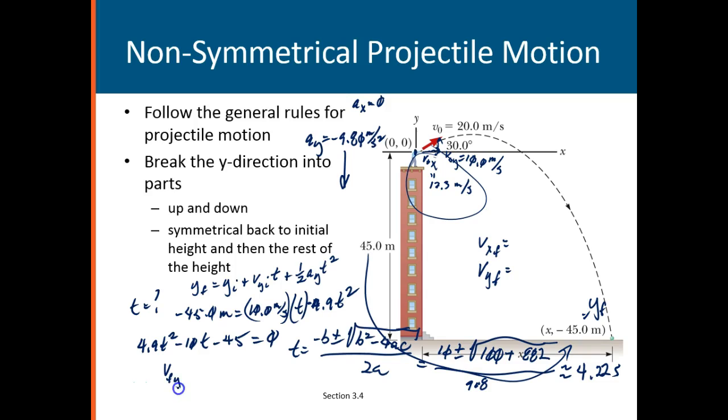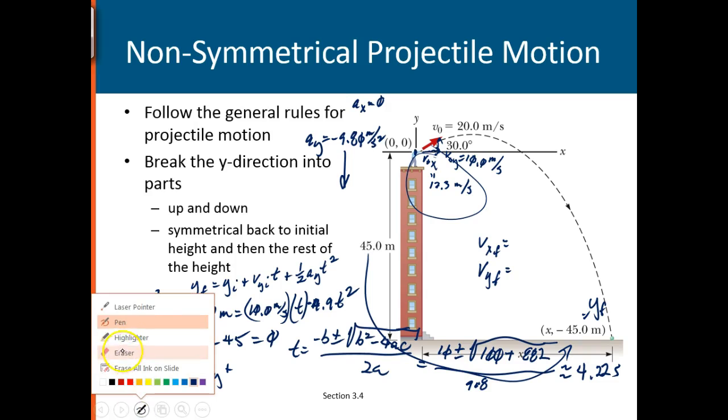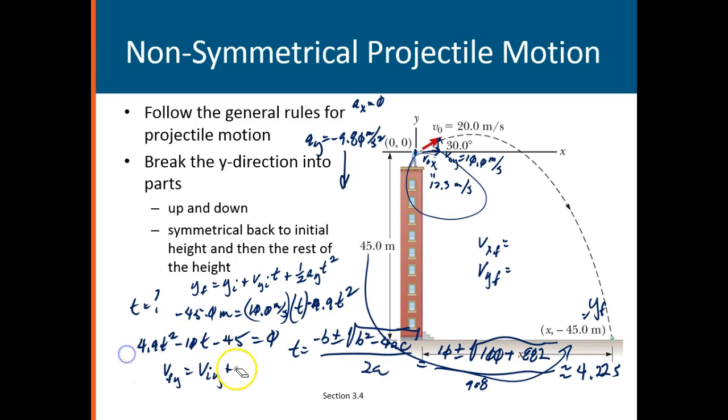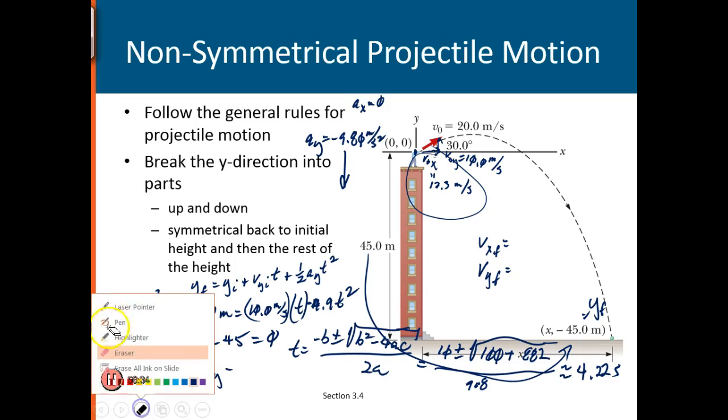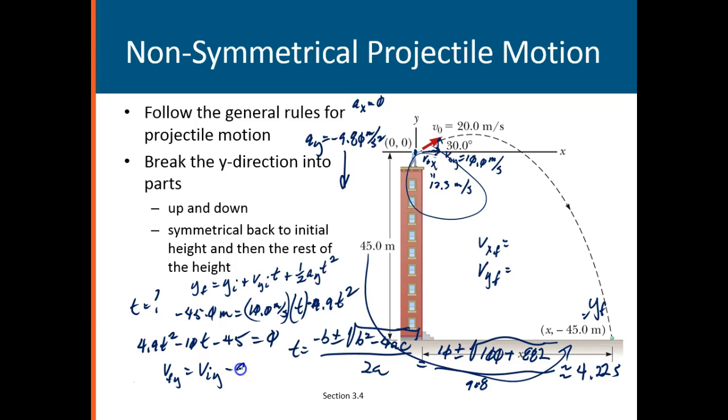VFy equals VIy plus acceleration times time. And what is the acceleration? Acceleration is -9.8. All right, so let's get a negative 9.8 in there, meters per second squared, times time. We know the time. Do we know the initial velocity in the y direction?